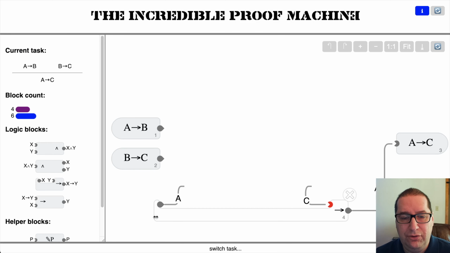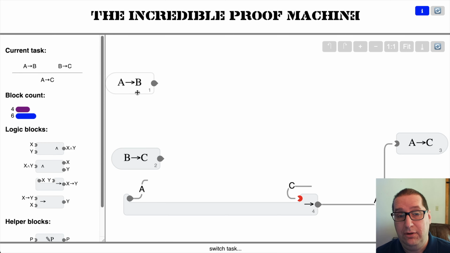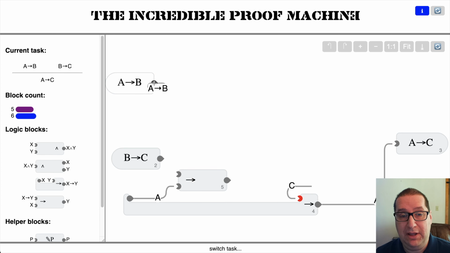Well, there is an important distinction here, which is now that we're assuming A for purposes of introducing this implication only, we have that A implies B. And we can use this A inside this proof, inside the brackets. So I'm going to plug this A into this implication elimination. That gives us B. We can take a second one.